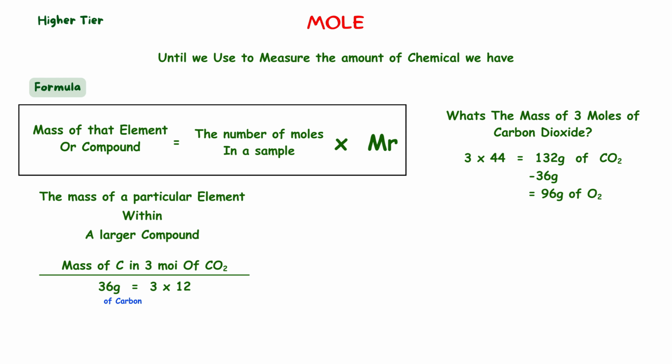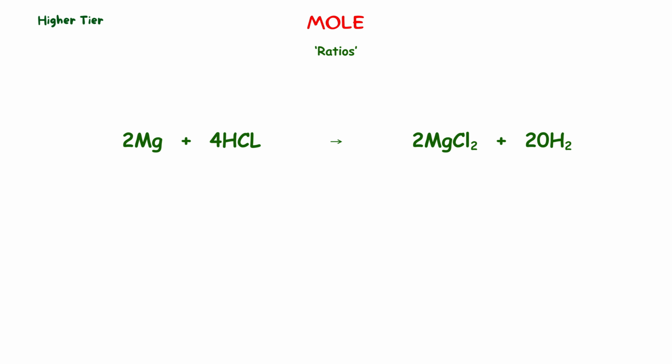Finally, it is important to understand that chemical equations can also be interpreted in terms of moles. When you see a chemical reaction written out, the coefficients in front of each substance can be viewed as the ratio of moles involved in the reaction. For instance, in a reaction where 1 mole of magnesium reacts with 2 moles of hydrochloric acid, the products will be 1 mole of magnesium chloride and 1 mole of hydrogen gas.